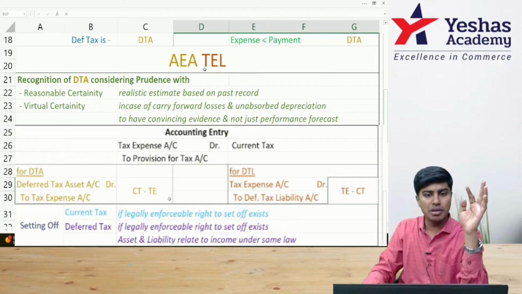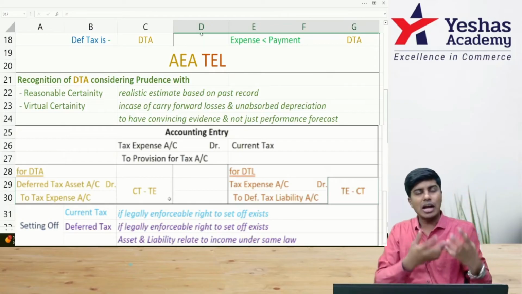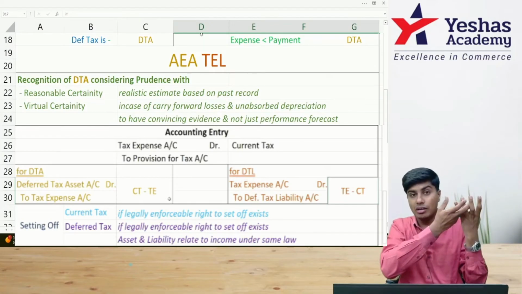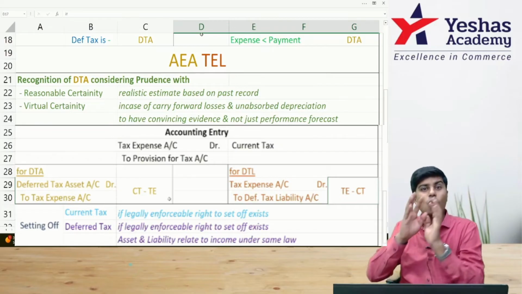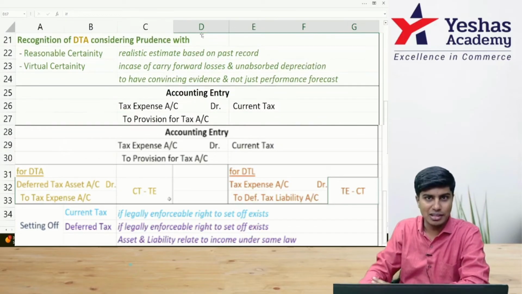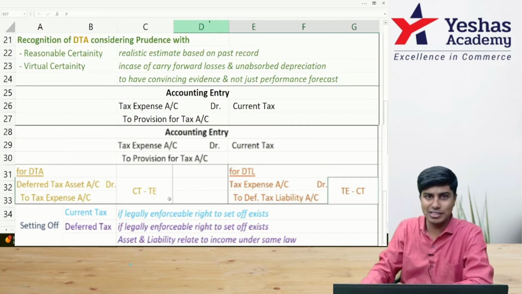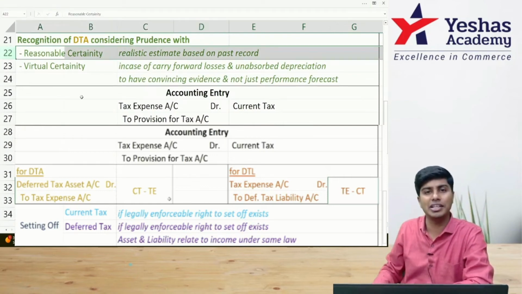If there is a possibility in the future that accounting expense which was more in year 1 will become less in year 2, only then we would have to create deferred tax asset. If not, you should not create deferred tax asset. We call this reasonable certainty.